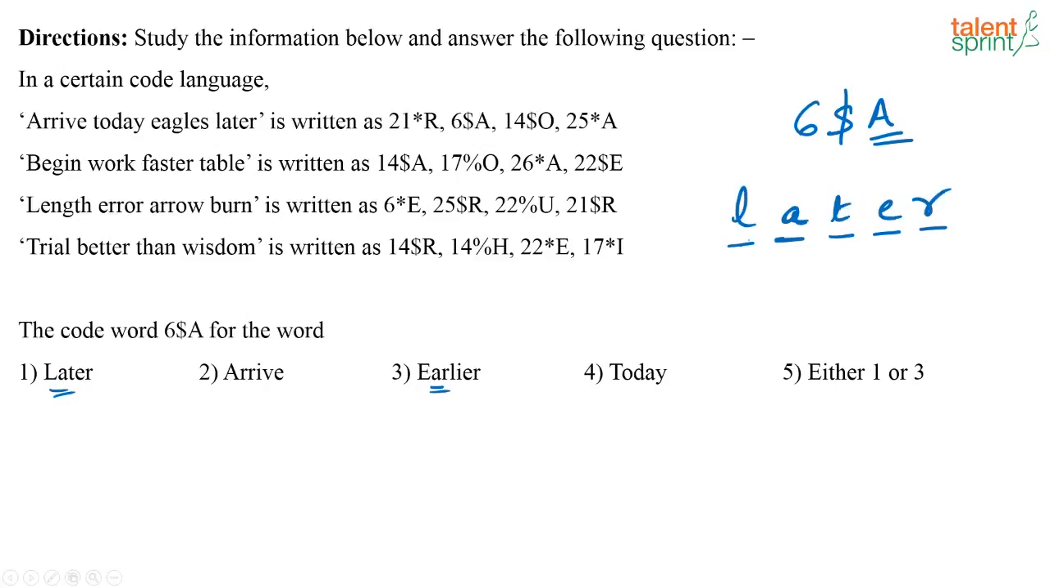So what is your answer going to be? Your answer has to be option 1. And if you actually look here, length you have, right, 6*E. So that means wherever you have L is 6. That is also satisfied. So your answer has to be option 1.